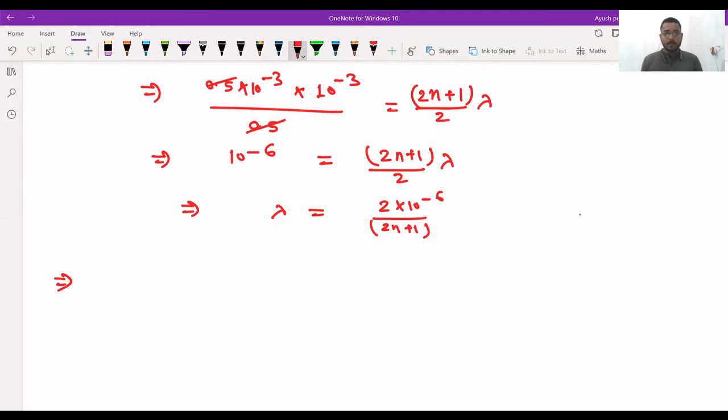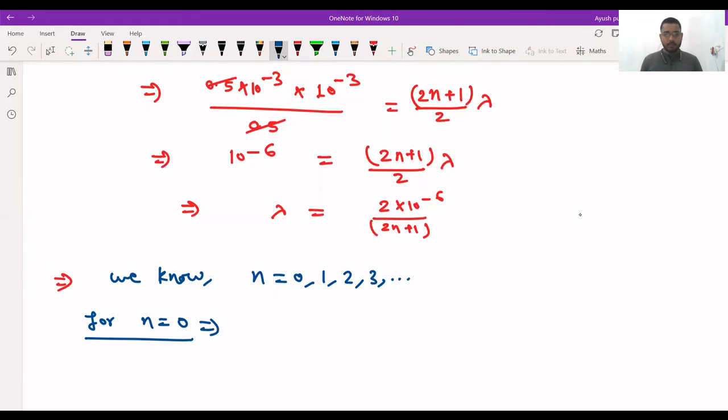So we know n can be equal to 0, 1, 2, 3, and so on. For n equal to 0, let's calculate the wavelength. I am calling this wavelength λ0.